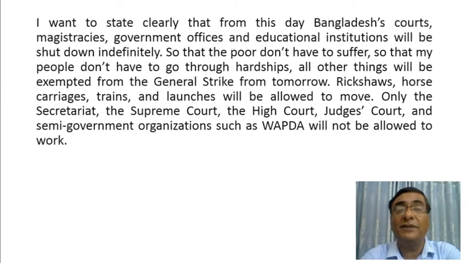But he emphasized the courts, magistracies, government offices, and educational institutions will be shut down indefinitely. Those offices and institutions should be shut down. But for the poor people, rickshaws, horse carriages, trains, and launches were allowed to move. Only the Secretariat, the Supreme Court, the High Court, Judges Court, and semi-government organizations such as WAPDA will not be allowed to work. And these offices and organizations were being closed according to Bangabandhu's order and his speech.